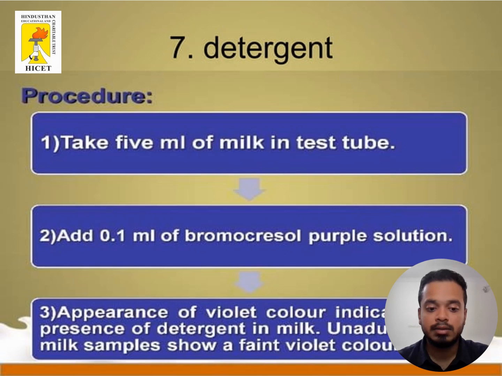Then detergent. So take 5 ml of milk in a test tube, add 0.1 ml of bromocresol purple solution. Appearance of violet color indicates the presence of detergent in milk.